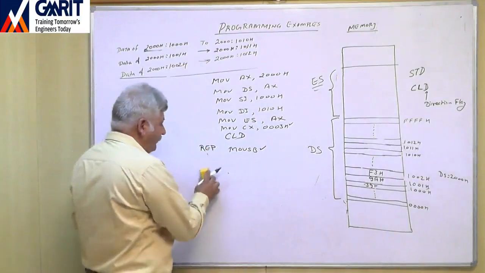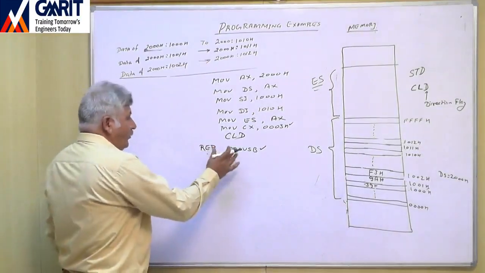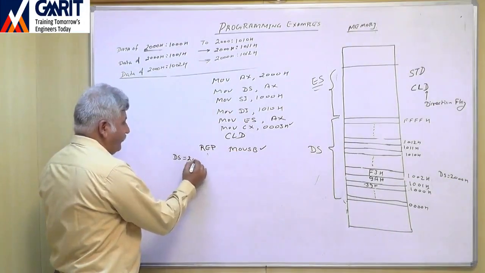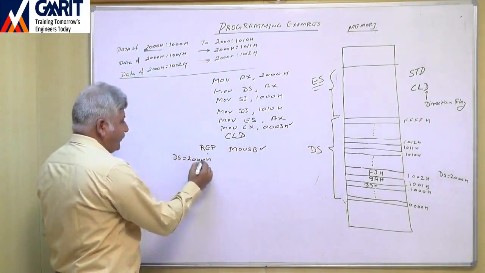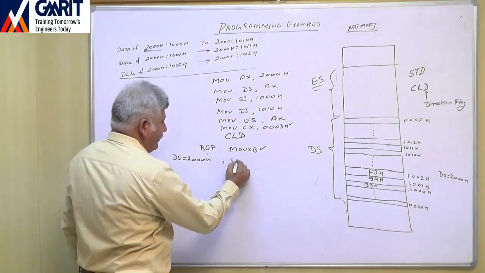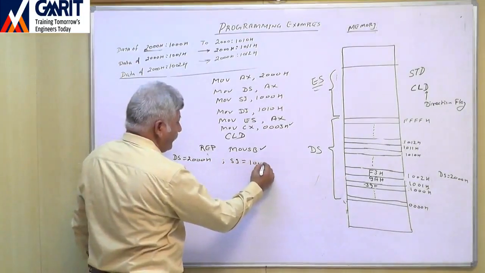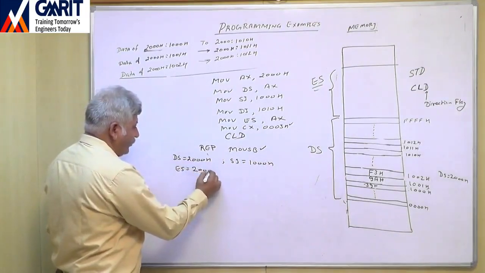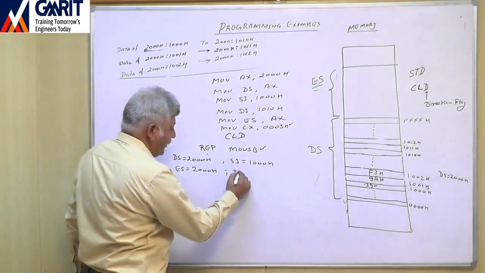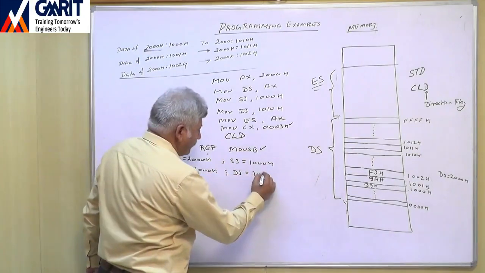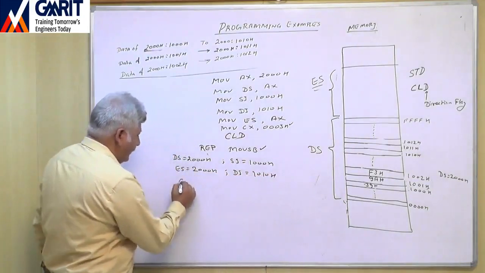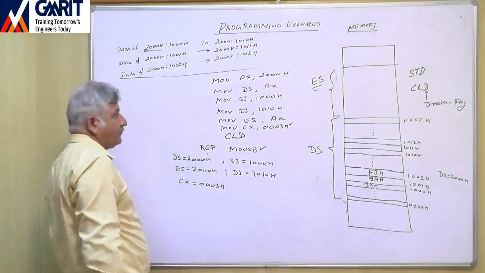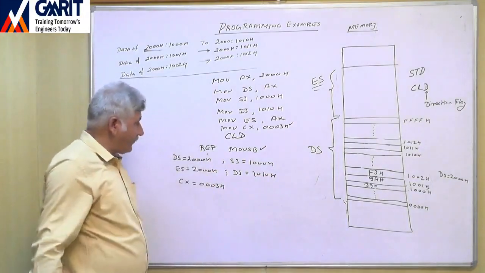So now what will happen? In DS we have 2000H, and in SI we have 1000H. In ES we have 2000H, in DI we have 1010H. In CX we have 0003H. Now you see what will happen.